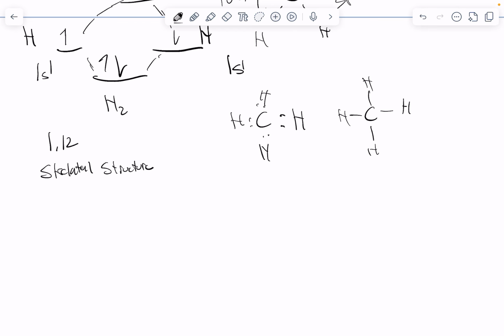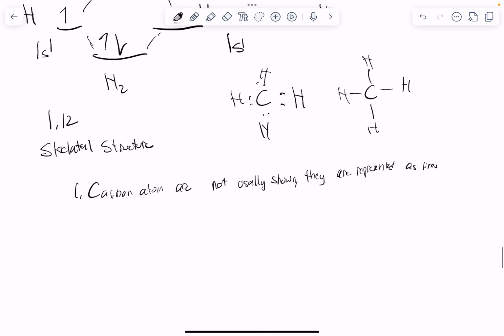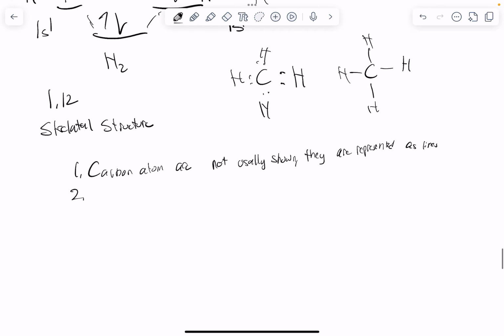So now we're going to be introducing the skeletal structure, and there are 3 rules for it. Rule 1: carbon atoms are not usually shown. They are represented as lines, and each line is assumed to have 2 hydrogens bonded.